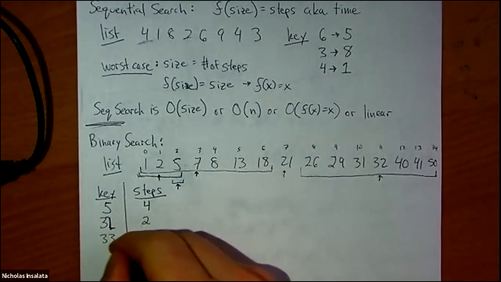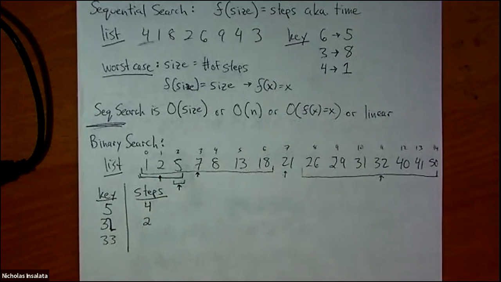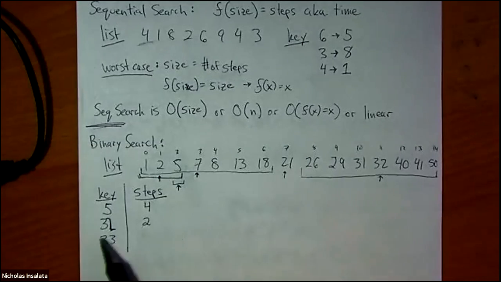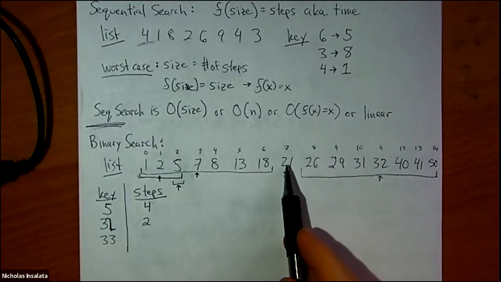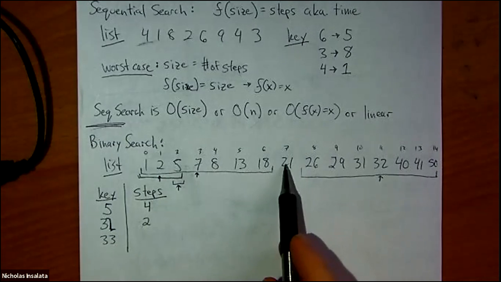Okay, let's try a similar example. Let's try 33. Right now, 33 is a sample that's not on our list, right? So we're not going to find it, but we're going to have to take some steps in order to determine that it can't be found, right? So what's our first step? It's going to be pretty similar to the last one. What number do we compare against 33? Yep, 21, right? So we compare 21 and 33. 21 is smaller than 33, so we eliminate the left side of the list.